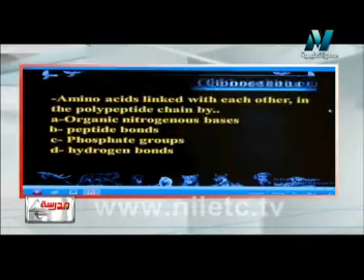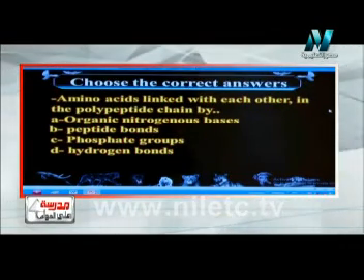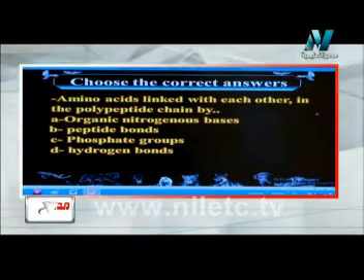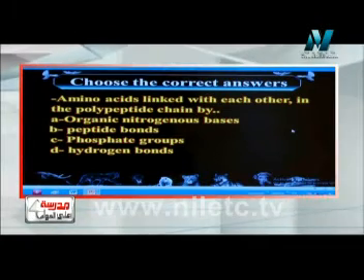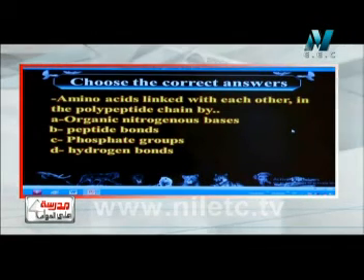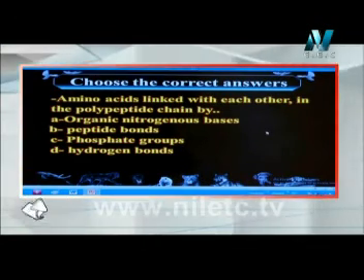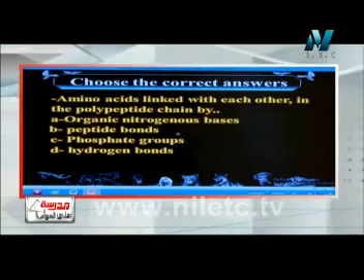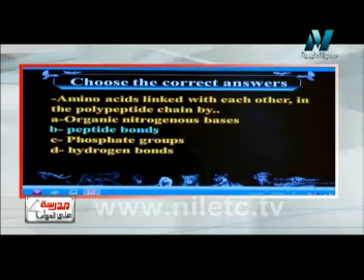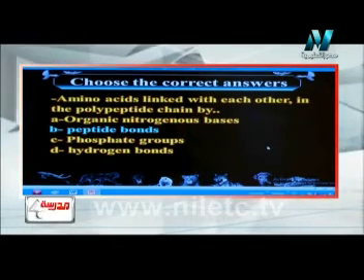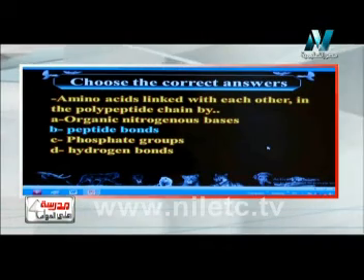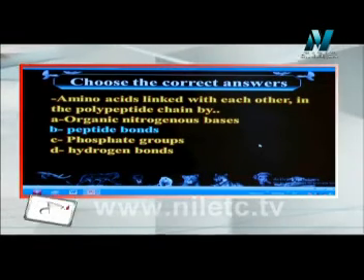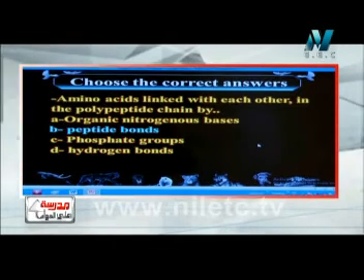The next question. Amino acids are linked with each other in the polypeptide chain by: organic nitrogenous bases, peptide bond, number C, phosphate group, number D, hydrogen bond. That's a very simple answer, because the amino acids are linked together by peptide bond by removing one water molecule between the two amino acids during the formation of a dipeptide.